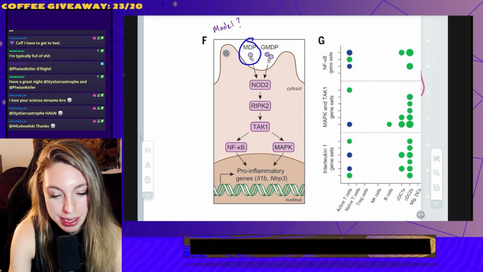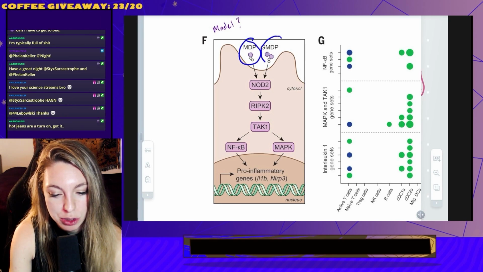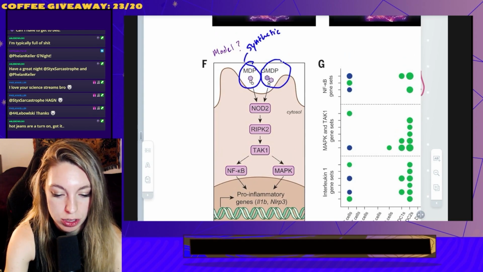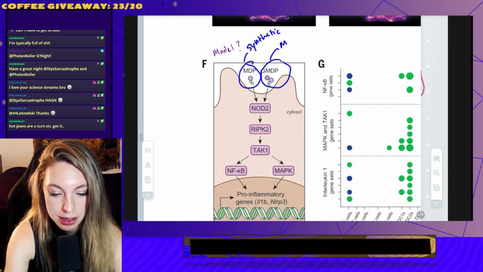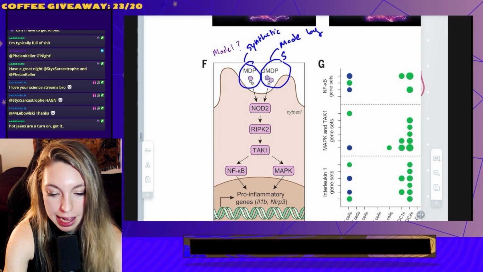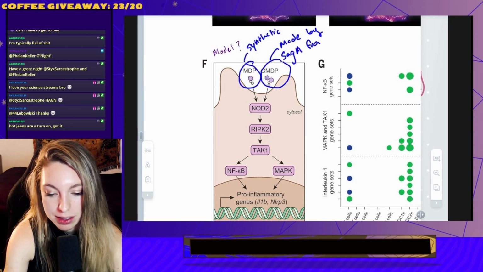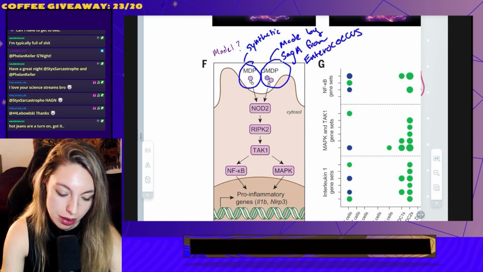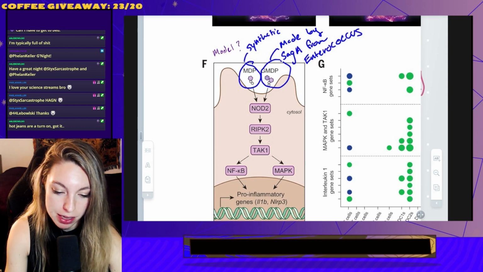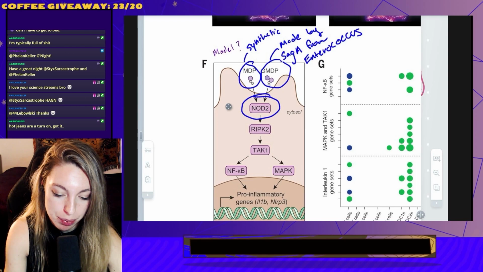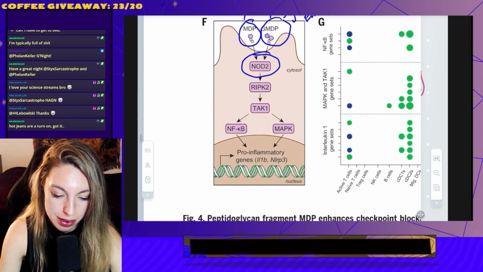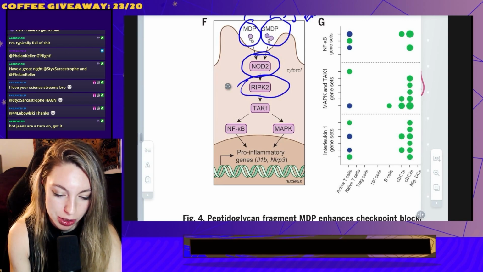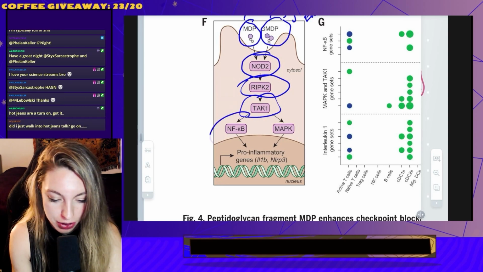So here, remember MDP, which is similar but not quite the same as GMDP. If you'll remember, MDP is synthetic, but it has a similar structure to GMDP. This is made by SagA from the Enterococcus. So they show that both of these, MDP and GMDP, are known to activate the NOD2 receptor. NOD2 gets activated, and it turns on this other protein called RIPK2, which then turns on another protein called TAK1, and that turns on NF-kappa B.